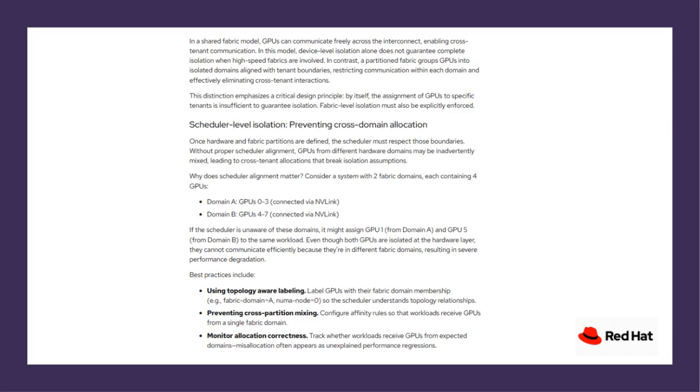Scheduler isolation is equally important because orchestration platforms make resource allocation decisions. If scheduling policies are not properly configured, workloads may be placed on unintended GPUs or communicate across isolated domains. Best practices include topology-aware scheduling, affinity rules, resource partitioning, and continuous monitoring. These controls help maintain performance while preventing cross-tenant interference.